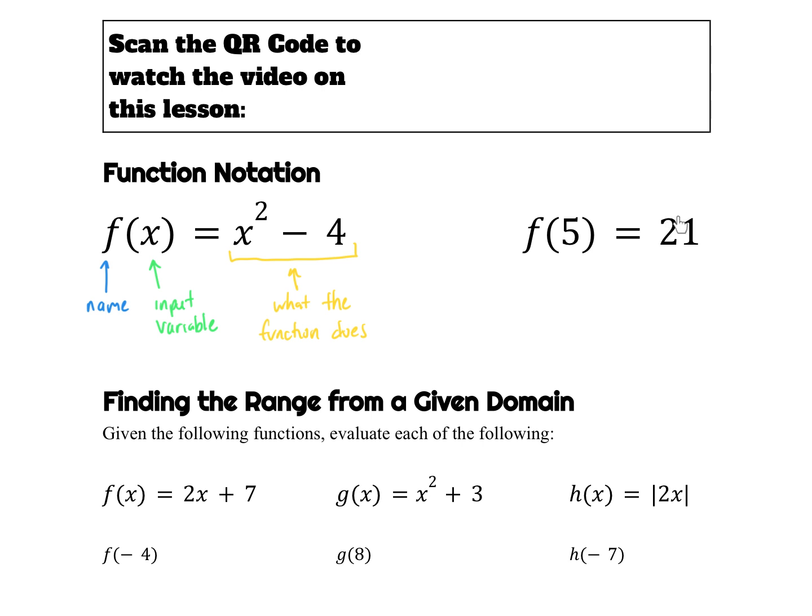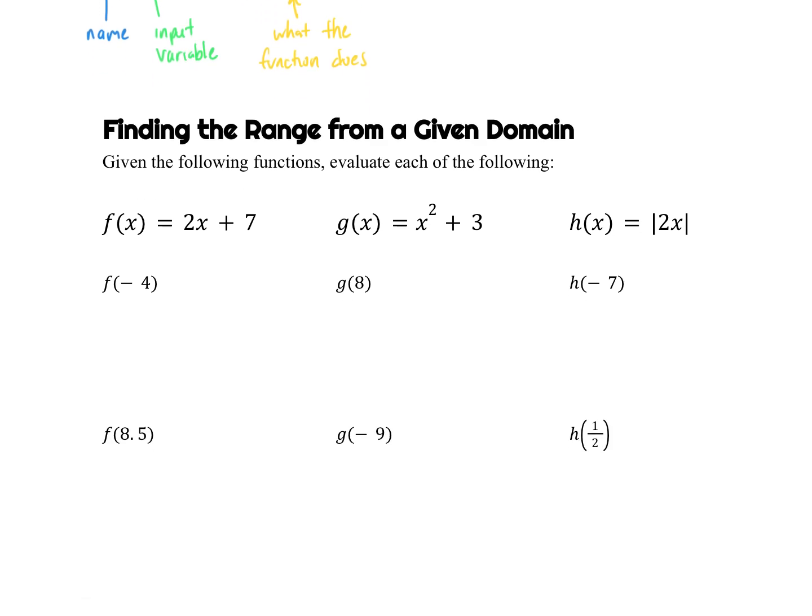This is our range value. So 5 squared minus 4 is 21. That's how I got that. So when I ask you to evaluate functions or to find the range, what you're going to do is, like I said, you're going to actually input whatever's inside the parentheses. That's what gets inputted in for x.